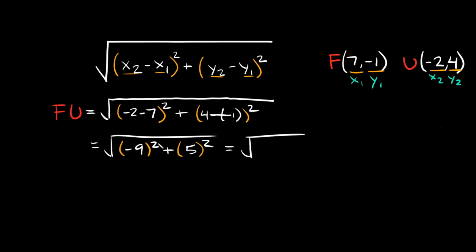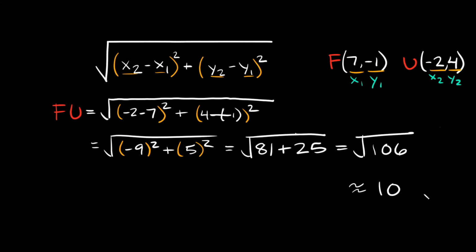So negative 9 squared, that's equal to positive 81. And we're going to add that to 5 squared, which is 25. Okay, so then right here, we're gonna have the square root of 81 plus 25, which is equal to, count on your fingers, 106. Okay, now this is obviously not a perfect square, so we're gonna have to plug this into your calculator and you're going to get approximately, okay, just rounding, 10.3, right? So your answer is approximately 10.3, all right? So that's the distance between F and U.